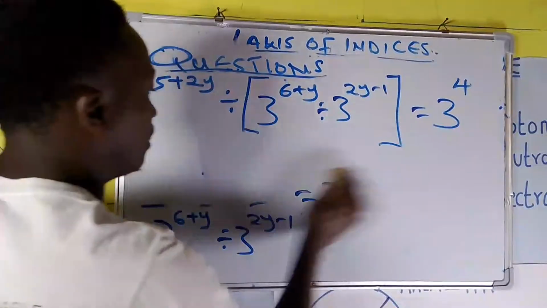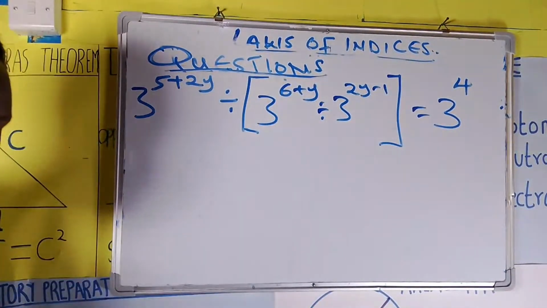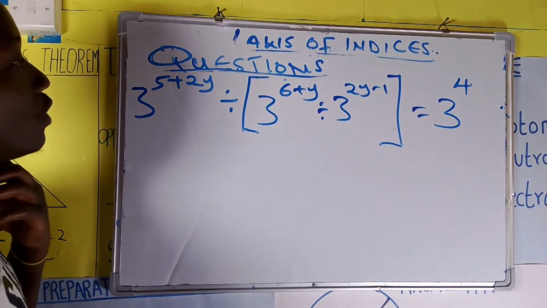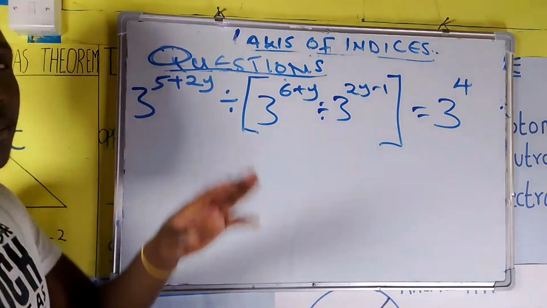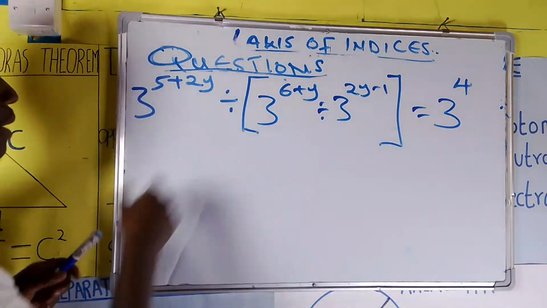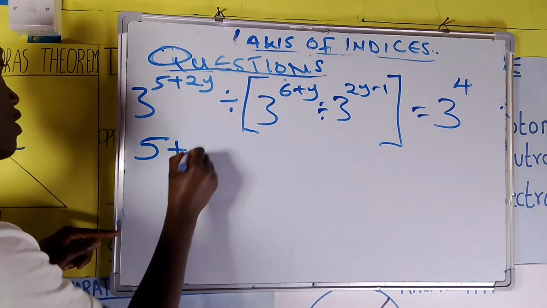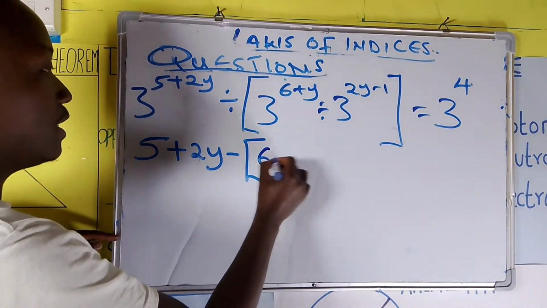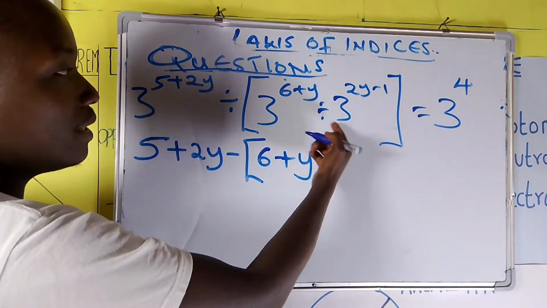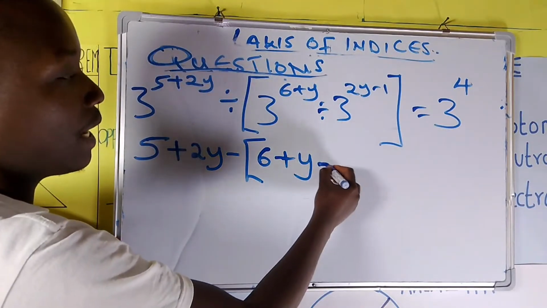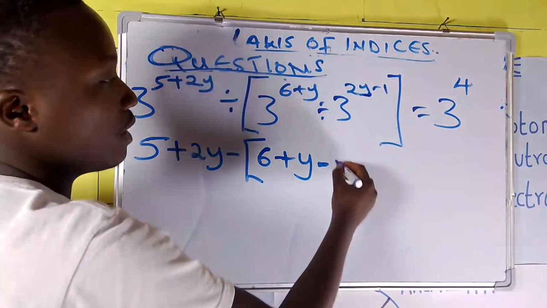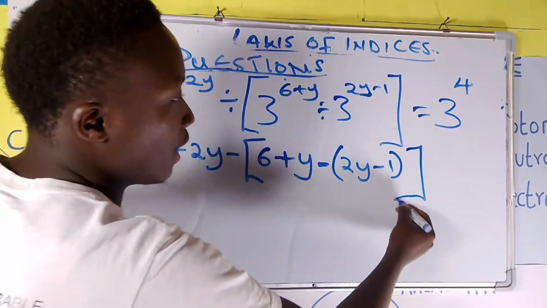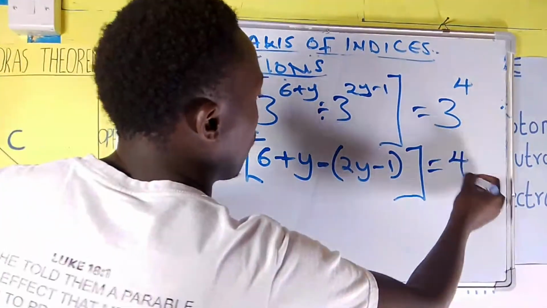So tufute hapa. The reason unaona nikiweka hizi brackets zote ni kwa sababu there is a secret that lies behind these brackets. So tukifanya hivyo, let's drop the bases, tuachane na bases to deal na powers. So tutakuwa na 5 plus 2y minus, tuko na bracket kubwa ya denominator yote ambayo ni 6 plus y, lakini hii ni minus hapa pia. Hapa tuna subtract hii yote. So inafaa iwe minus 2y minus 1. Then tufunge yote is equals to 4.